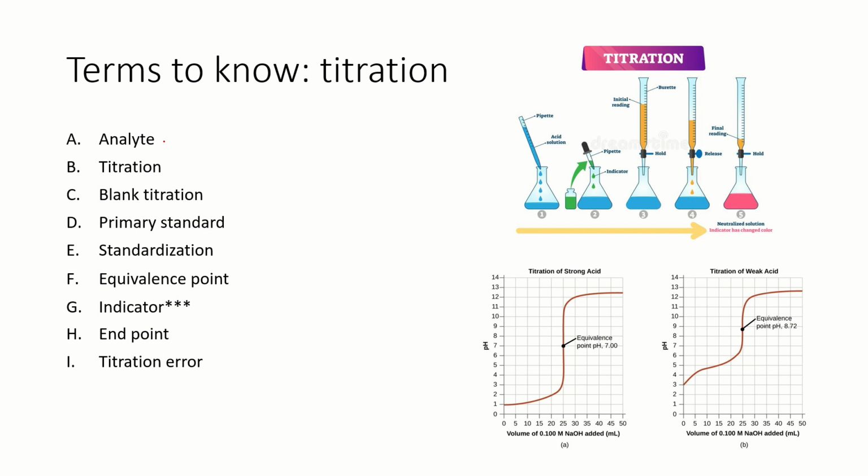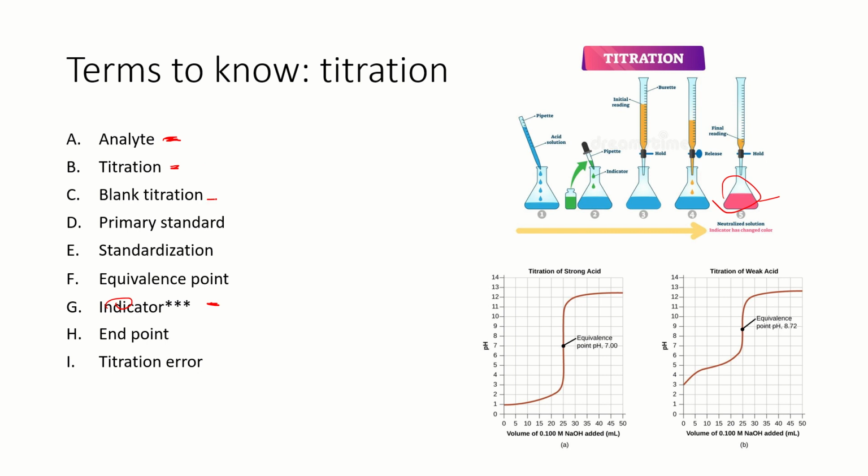So the analyte is the species you're trying to measure, your unknown concentration, and that is what you're going to find out. A titration is a procedure, as shown here. You have an acid or base solution, then you add an indicator, and then you add a titrant to find your analyte, which corresponds to the change in your solution, which the indicator represents. The indicator changes at that point.